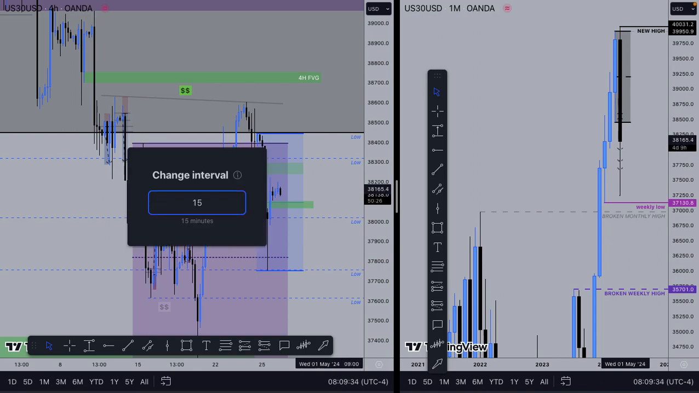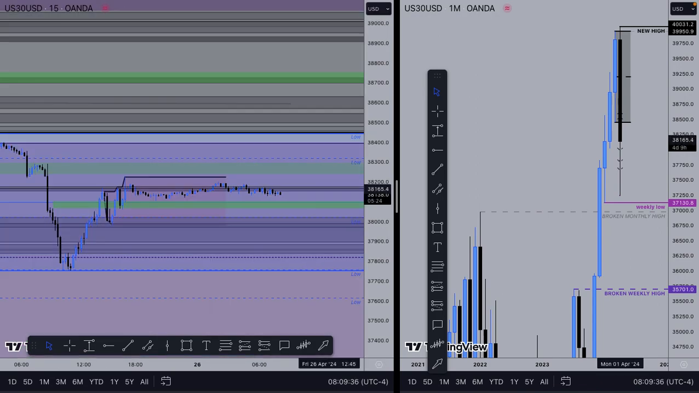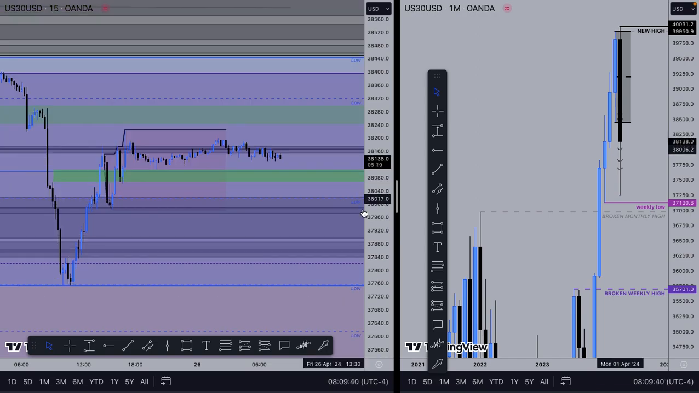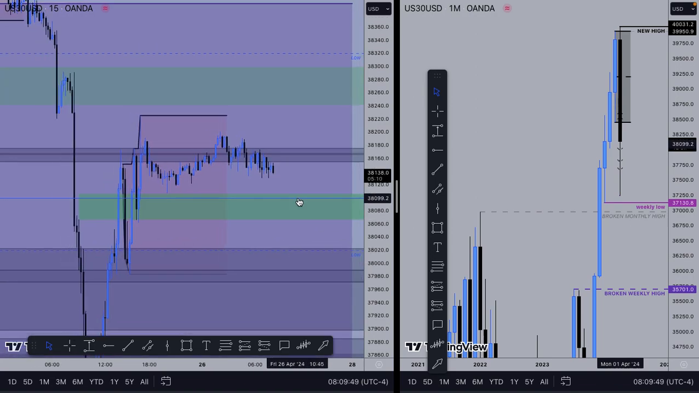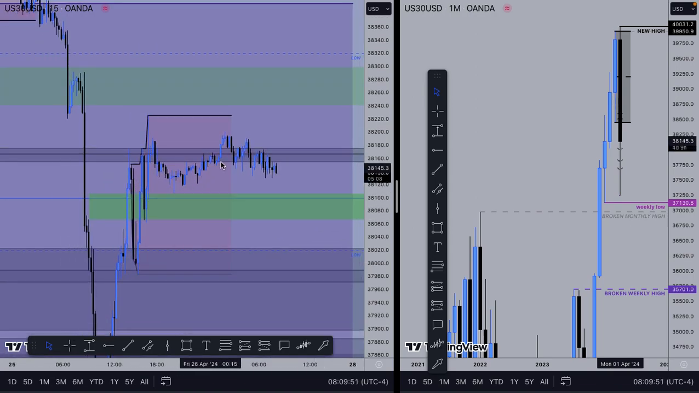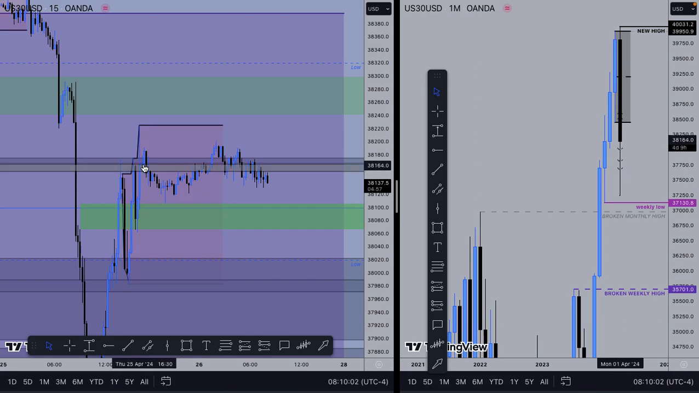Let's hop to the 15-minute. And what do we have on a 15-minute? So we have the 50% and then that fair value gap right here that we were speaking of. From 2 p.m. to 3 a.m., price has been trading fairly sideways. Not much information to go off of. We have a high here as well, low here. And we have this range, this new range that was created.